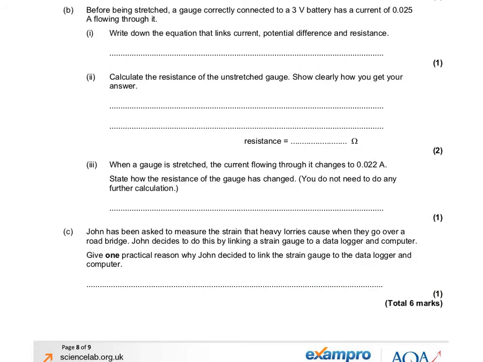Okay, so the next part of the question, it says write down the equation that links current, potential difference, resistance, so V equals I times R. Remember in the exam, if you write an equation, you're supposed to actually write out what it means as well, so you have to write V is potential difference, I is current and R is resistance. But for this case, I'll just get you the mark.